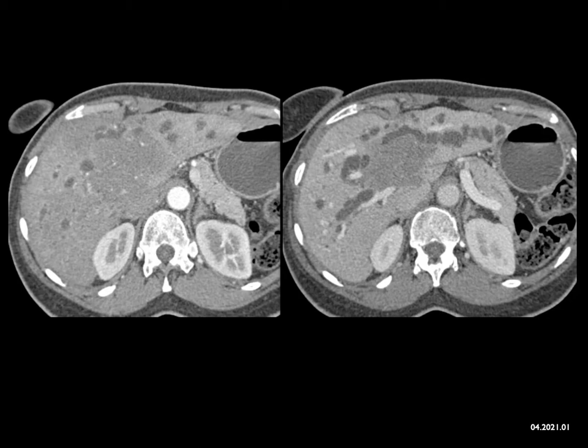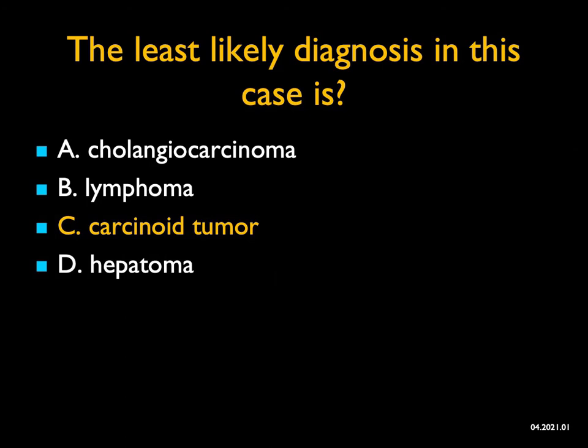So really in this case, the best diagnosis is somewhere between lymphoma and cholangiocarcinoma. The least likely diagnosis would be a carcinoid tumor. I still would consider hepatoma. Occasionally it does cause duct dilatation, but the least likely diagnosis is going to be C, carcinoid tumor. And that indeed is the case in this example.